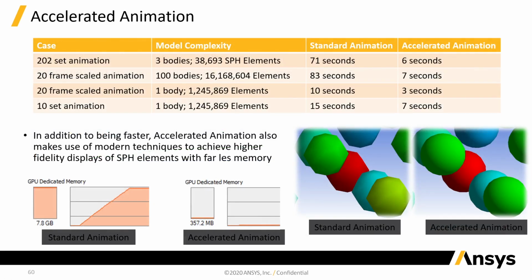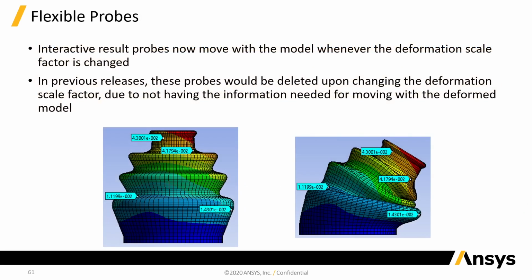It uses less memory, it's much faster, and you can even now animate and rotate the model while it's animating. So you can zoom in, zoom out, rotate, translate the model while it's animating, and it's much quicker as well. And you can see that even the graphics is better if you look at that picture on the right. For the accelerated animation versus standard, the graphics is a lot better as well. So it's definitely an improvement.